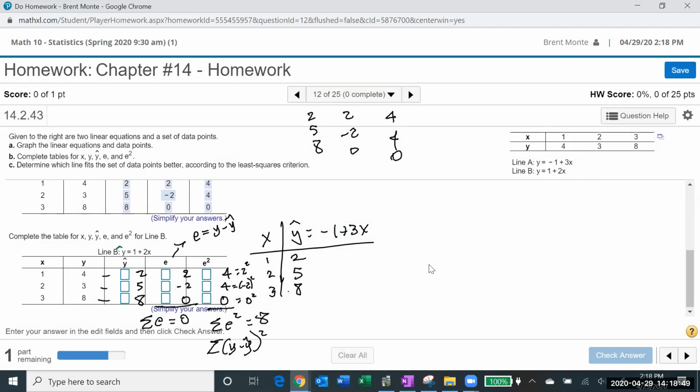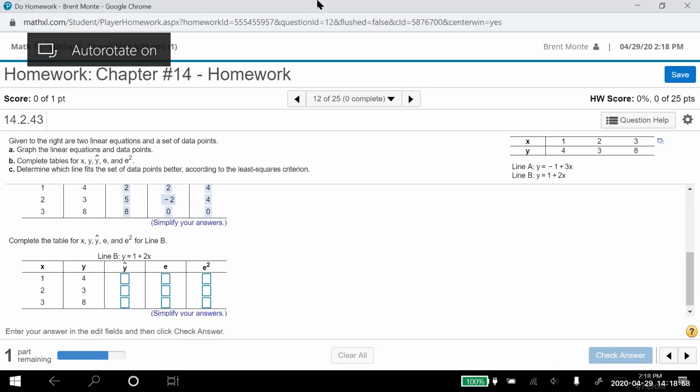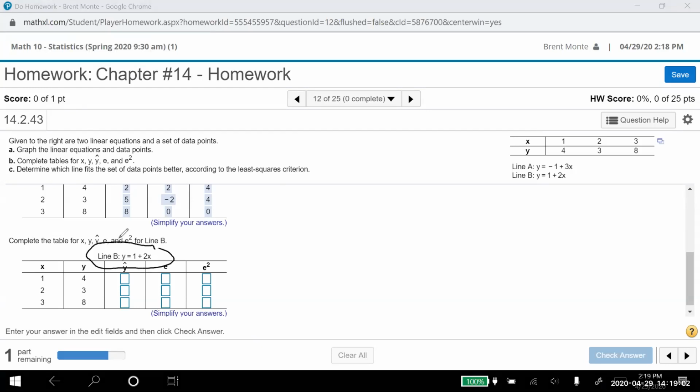Let me clear all the drawings. So we have a different formula here. Now we're using our formula y equals 1 plus 2x. Okay, so our predicted value, again, this is for my prediction. So when I plug in 1, this value right here is going to be y hat equals 1 plus 2 times 1, because I'm plugging in 1 for x. Well, that's 2 plus 1 is 3. So that's going to be a 3.